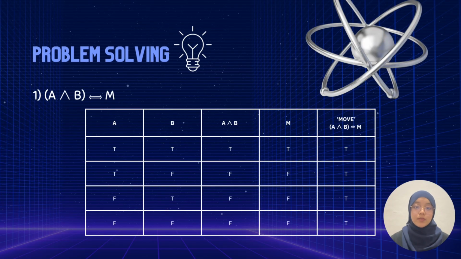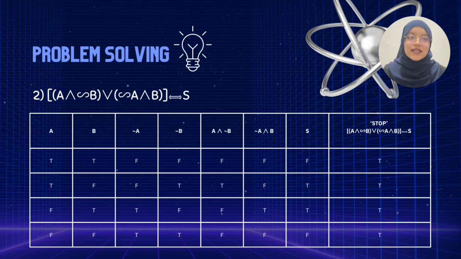So the first problem solving is A and B is equivalent to M. And here we do have 4 columns, and the first one is A, which is true, true, false, false. Second one is B, true, false, true, false. Next is A and B, true, false, false, false. So the conclusion is, since all true values in column 3 are equal to column 4, therefore A and B is equivalent to M.